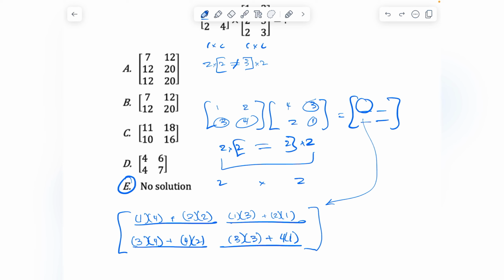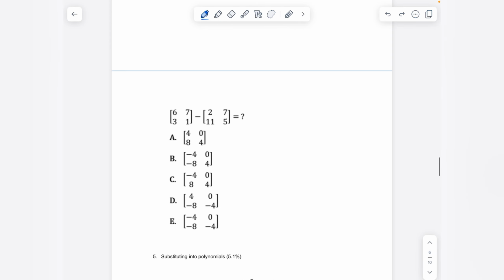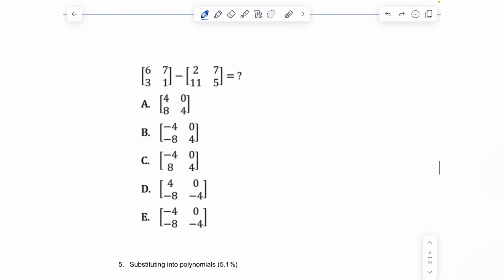What I recommend, if you're having a hard time with matrices, is to make up a bunch of matrices and play around with different dimensions and notice patterns. Make up 10 different matrix problems for yourself, solve all of them, use an online calculator to check your answers, and see where you get to. That'll help you get better and better at this. Okay, that's matrix multiplication.